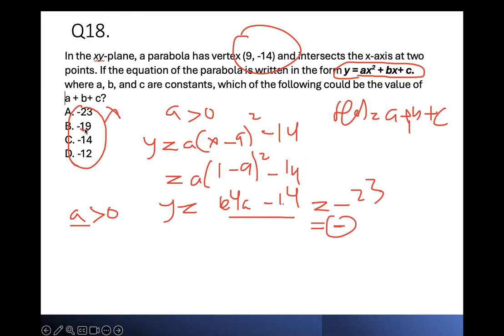Wrong. Same thing. If I put 19, I'm still going to get a negative number. This is also wrong. If I put 14, I'm going to get 0. It says A has to be greater than 0. Therefore, D is your right answer. And this is the way you approach it. It looks intimidating, but that's the way you should answer this kind of question.